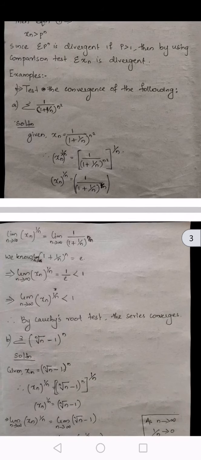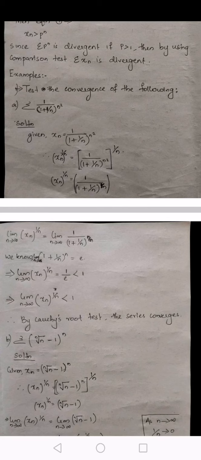When we apply the limit n tends to infinity, xn raised to 1 by n is equal to limit n tends to infinity 1 by (1 plus 1 by n) whole raised to n. And we know, as we have studied, that limit n tends to infinity (1 plus 1 by n) whole raised to n is equal to e. So limit n tends to infinity xn raised to 1 by n is equal to 1 by e.